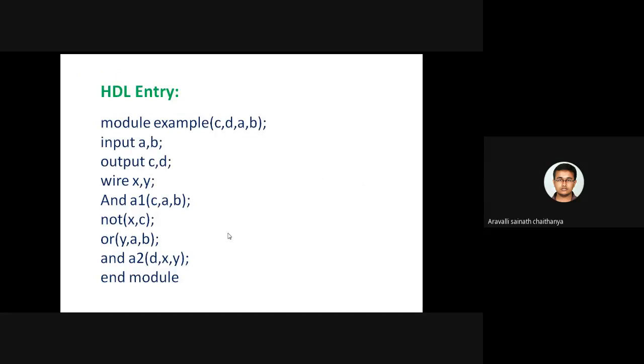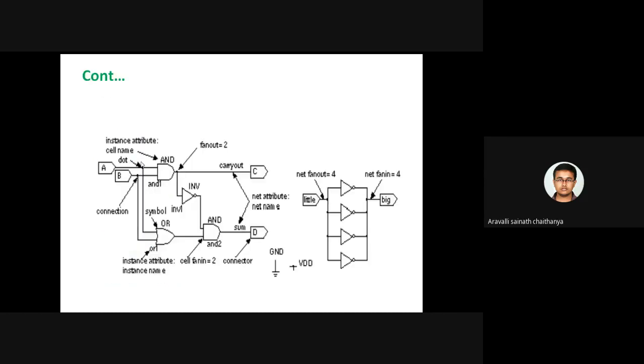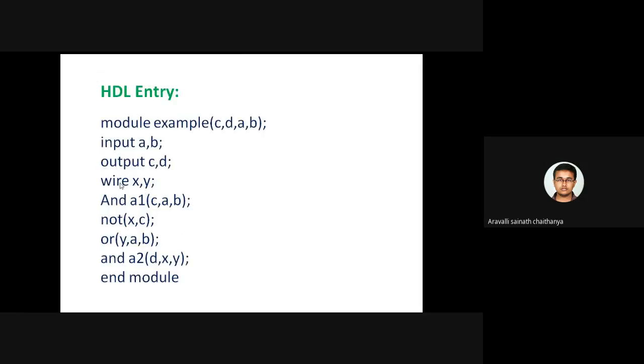I would like to give the module name as example. As soon as I say it is a module, it is going to have input pins as well as output pins. Input pins are A comma B and output pins are C comma D, which I have defined inside my module definition. In between I have the wires: the output of the inverter is the X wire, and the output of the OR gate is the Y wire. The wire keyword is used to name those wires X and Y, like all the intermediate things.